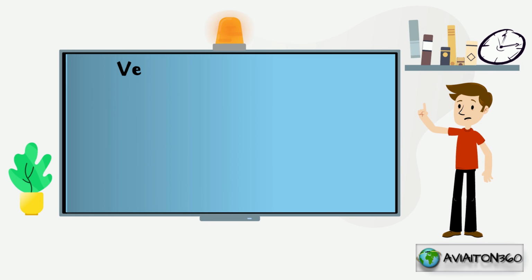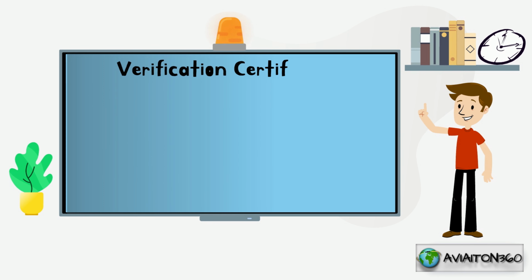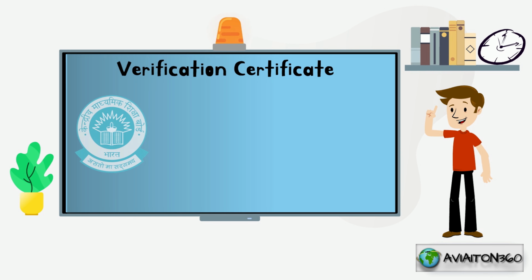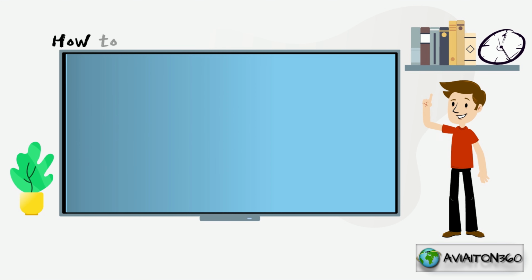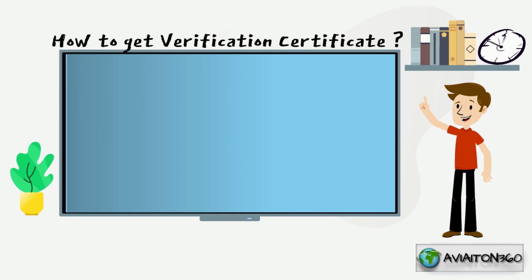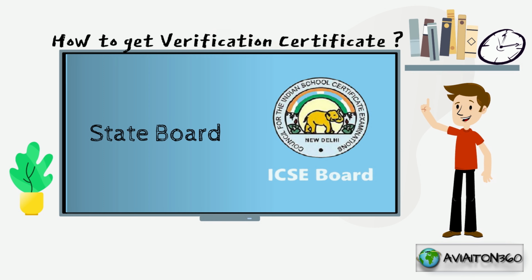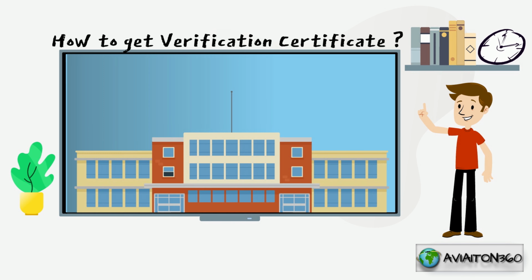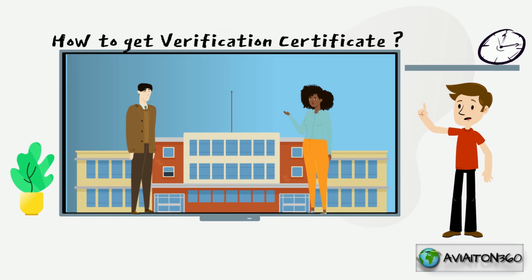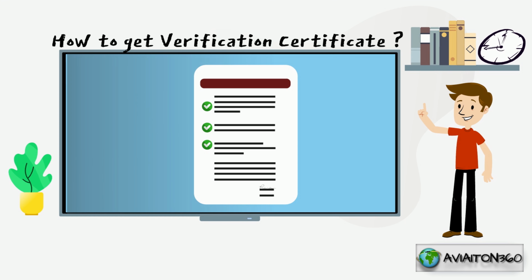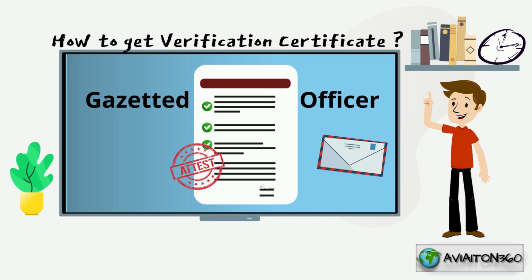You will need a verification certificate of 10th and 12th standard mark sheets from your respective board or university. Verification certificate can be obtained by one of the following methods. 1. Suppose you are a state board or ICSE student. You need to approach the headquarters of your board and ask them to issue you the verification certificate of 10th and 12th. Then after receiving your verification, you will have to attest those certificates from a Gazette officer before sending it to DGCA.